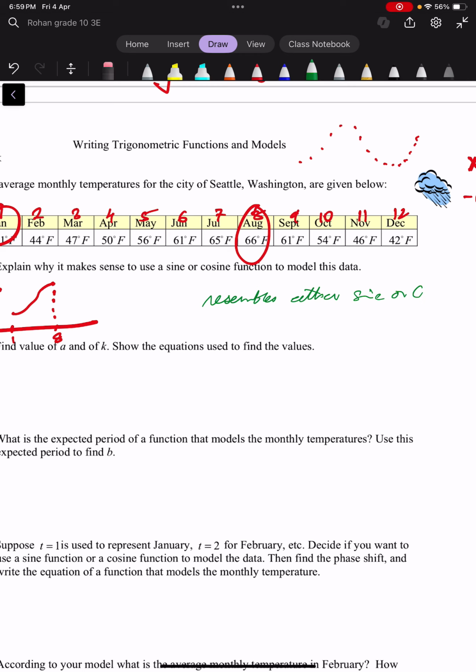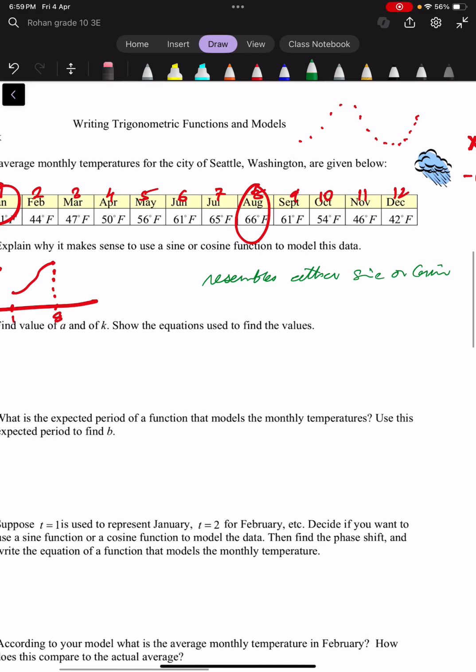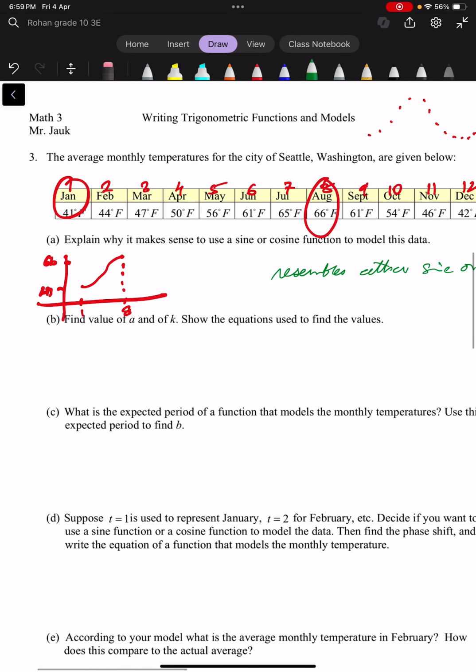It's asking you why sine or cos and not a straight line or a parabola. Because it's periodic. And it's not linear as well. It's not quadratic or cubic, because it's going up and down. It's having a definite maximum, definite minimum.